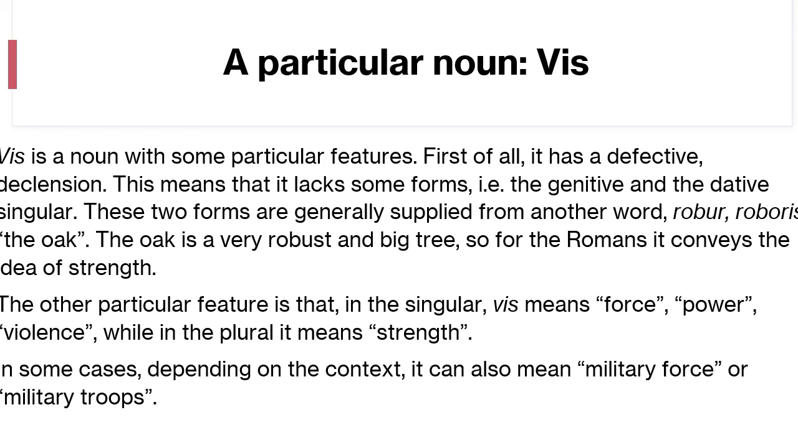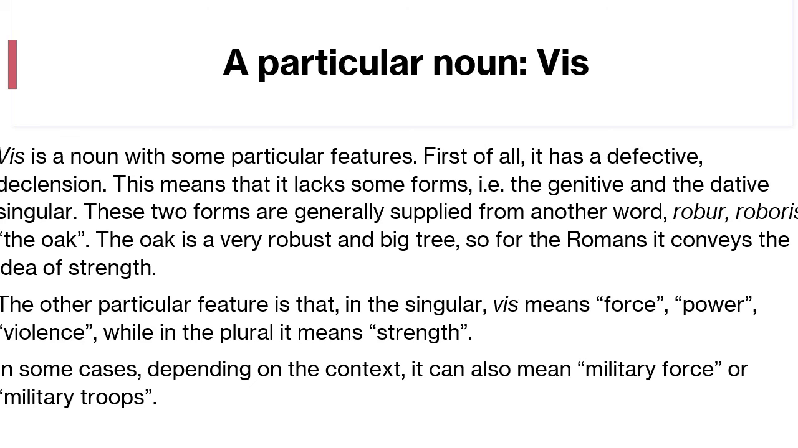The book will tell you that these forms don't exist, which is true, but they can be supplied from another word. And this word is robur, roboris, the oak. The oak, of course, is a very robust and big tree, so for the Romans it conveys the idea of strength. So the noun vis misses some forms, but they can be integrated by taking the forms of another noun.